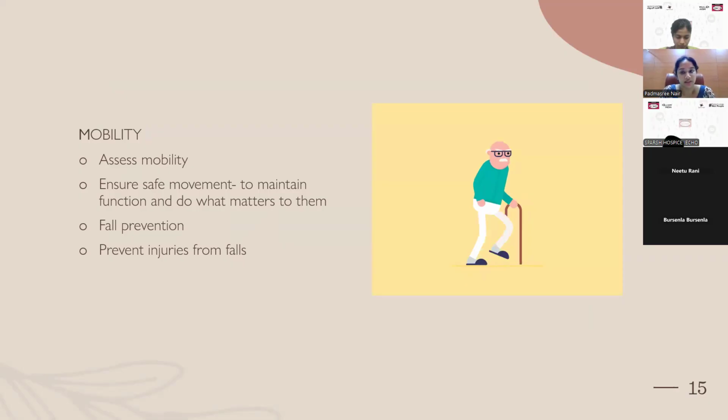Now, coming to mobility, again, when a patient presents to us, we often assess their mobility. Now, two things that we do is ensure that they have safe movement and that they are able to maintain function and do what matters to them. And the second thing that needs to be done is fall prevention. That is, if they have risk for falls, when we assess their mobility, we need to also recommend changes or modifications in order to prevent them from falling. And along with that, our measures should also include recommendations that prevent injuries from falls as well. So we often do suggest changes in their environment and whether they should use walking aids or anything of the sort to prevent either falls or the injuries that can come from falls.